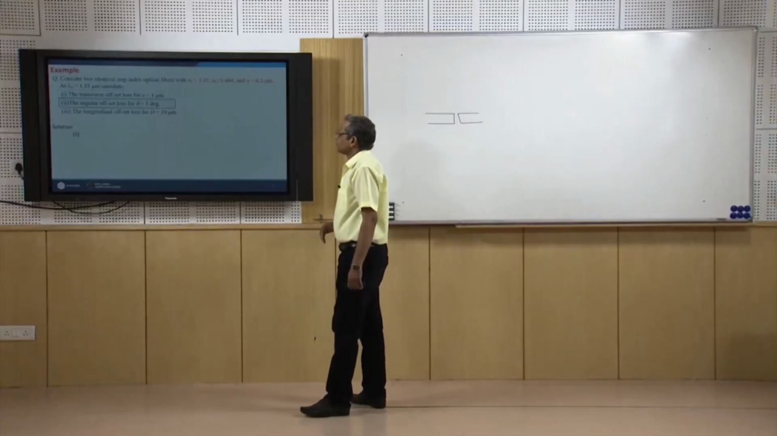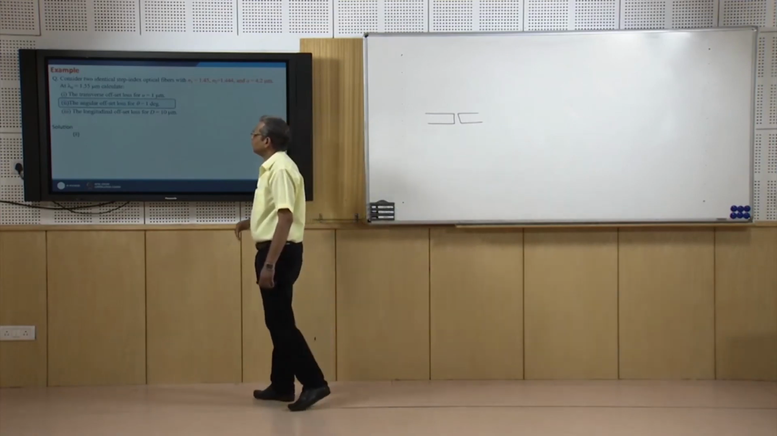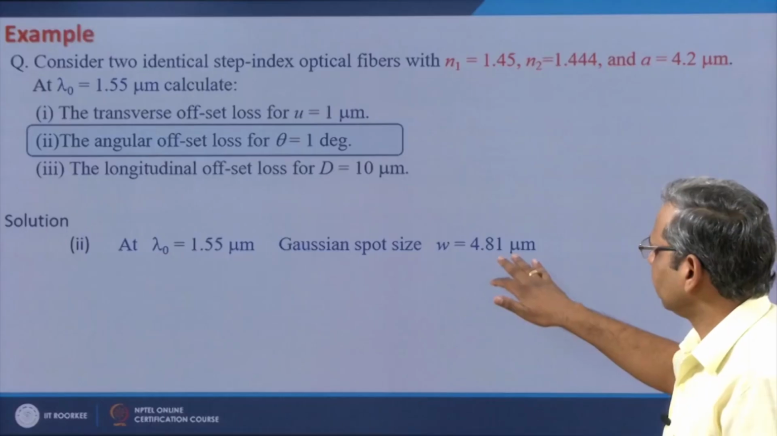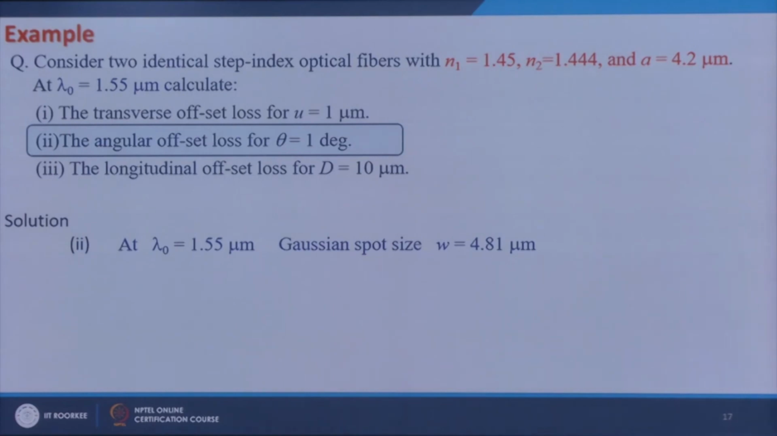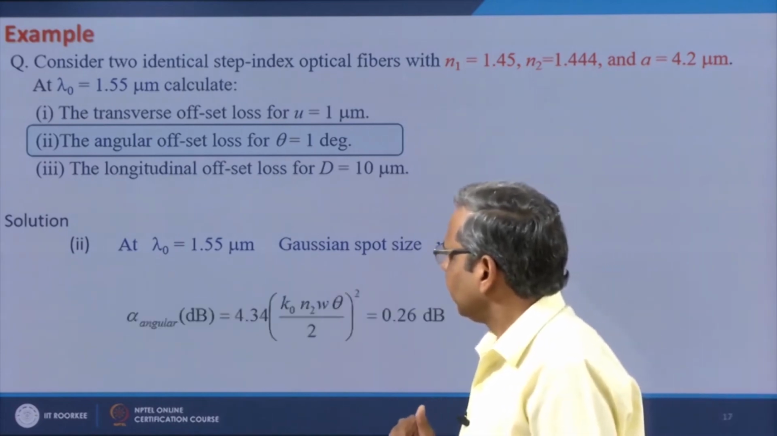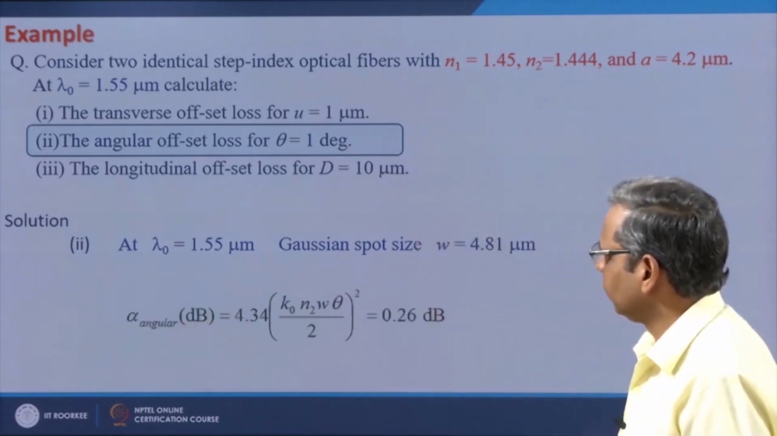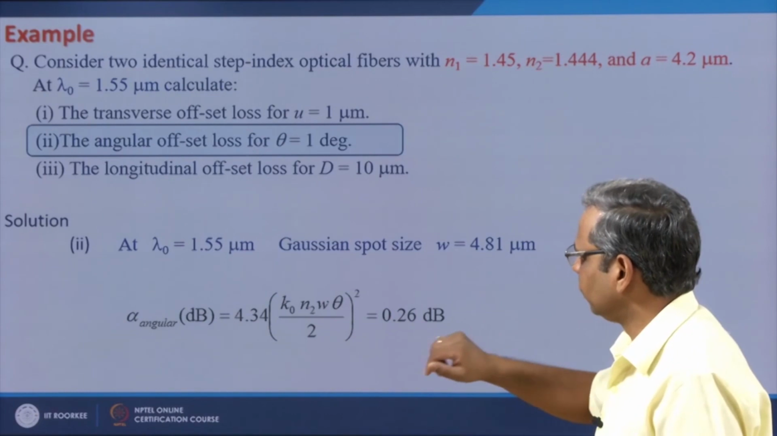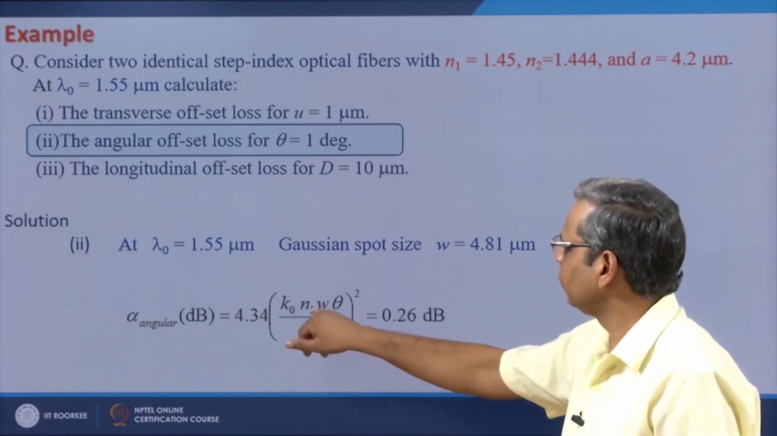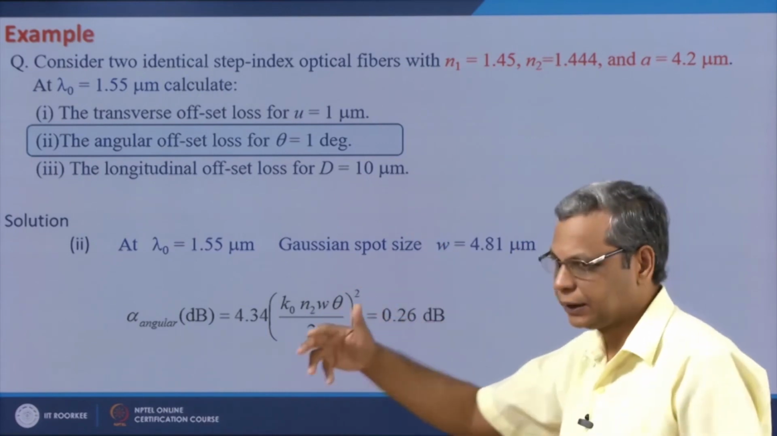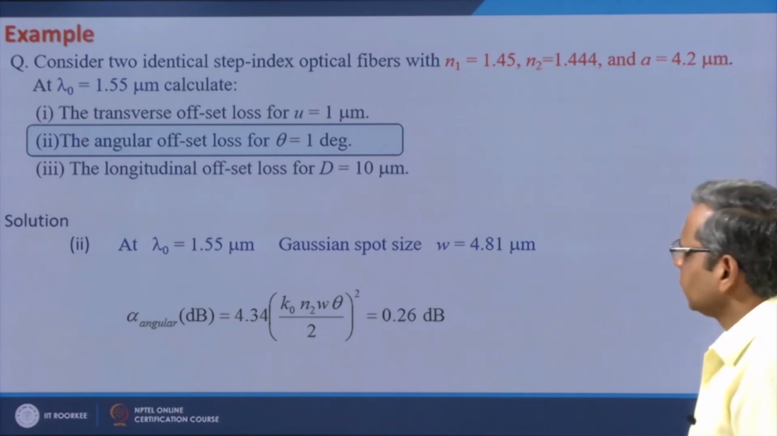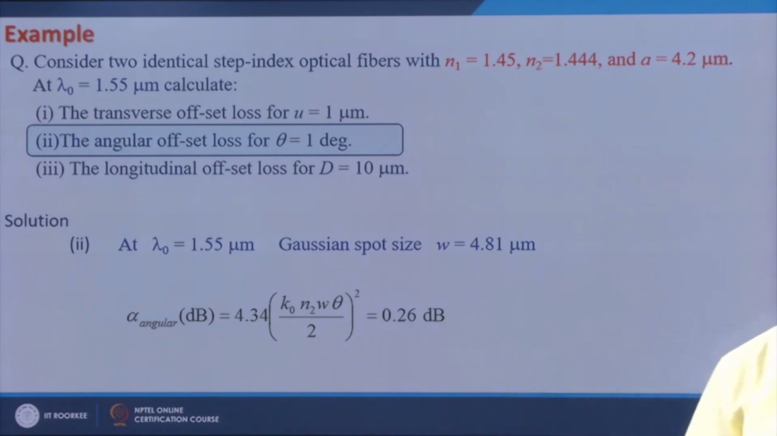The next part is angular offset loss for theta equal to 1 degree. Again you find the Gaussian spot size, W equal to 4.81 micrometer, and then you find the angular offset loss by the formula 4.34 (k naught N2 W theta by 2) whole square. You see that instead of N I have put N2 here because N2 is the cladding material, and this is the cladding material which goes inside the gap. So, angular offset loss comes out to be 0.26 dB.